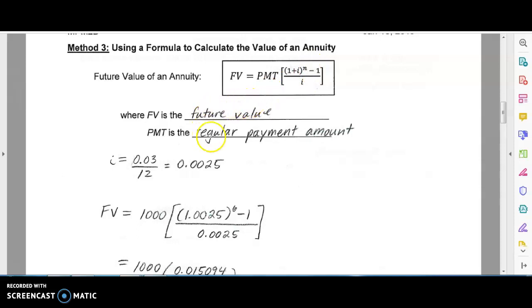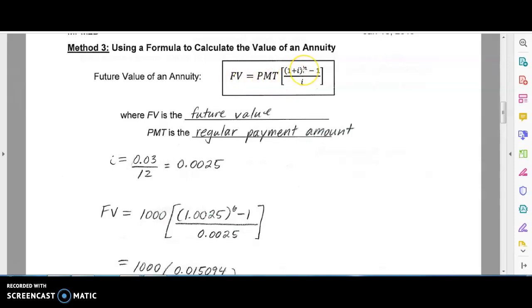So here we have the first two. The FV stands for future value. So the future value will tell us basically what our investment will be worth at some point in time in the future, in this case at the end of 6 months, because the question says the investment lasts for 6 months. The PMT is the regular payment amount. So in this case, it says Wilson deposits $1,000 every month, so 1,000 is your regular payment amount. Okay, so those are those two.